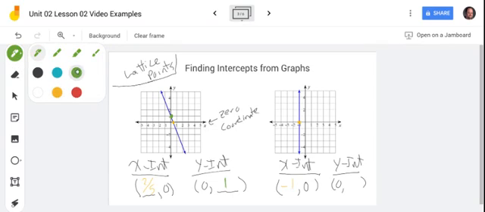But now we have a problem for the y-intercept. If you look at this line, it doesn't touch the y-axis at all, which means I can't make an ordered pair. So this is a case where we say that it does not exist.